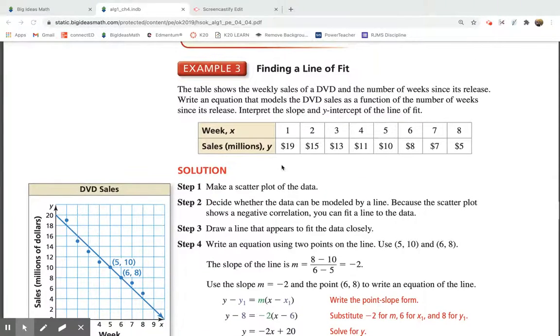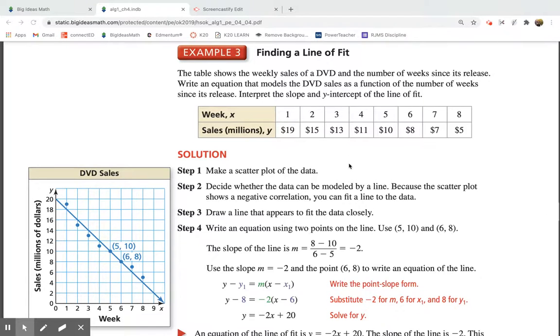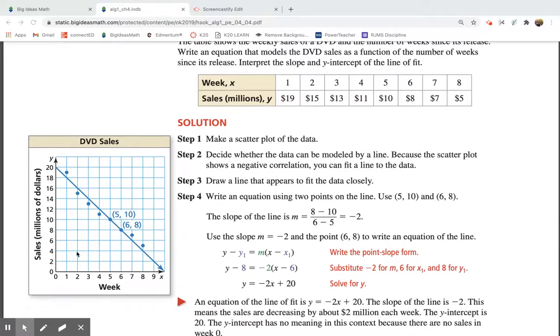So let's look at an example. It says this table shows the weekly sales of a DVD and the number of weeks since its release. Write an equation that models the sales as a function of the number of weeks since its release. Interpret the slope and y-intercept of the line of fit. So they give us this. Here's our x, here's our y. The first thing we would do is make a scatter plot. They've done that here.